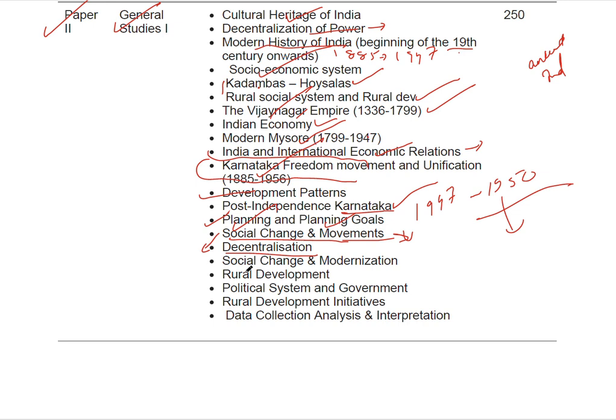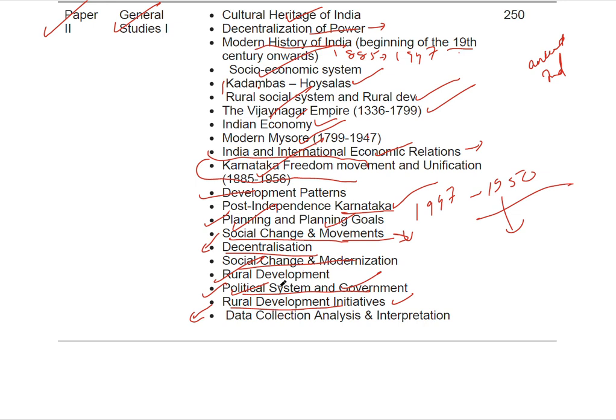Decentralization again, distribution of power, how did it change and what results have occurred? Social change and modernization, rural development, political system, government. Political system means what? What is the structure of the current government? Rural development initiatives, like Swachh Bharat Abhiyan. Here we have to focus more on the Karnataka context. What initiatives we have taken to improve our rural areas in terms of sanitation, water, agriculture, education, and other things.